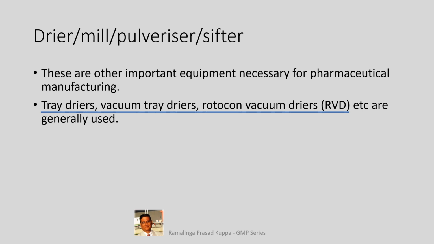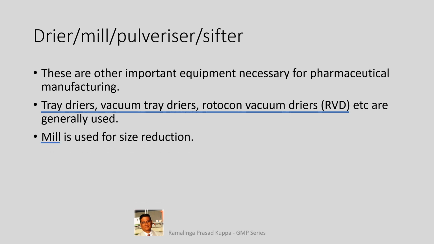Rotocone dryers are selected for any product that is sensitive to the presence of atmospheric air, which can deteriorate the product. Also, when the water content in the product has to be maintained within a specific range of wetness or water content, rotocone vacuum dryers are best selected.